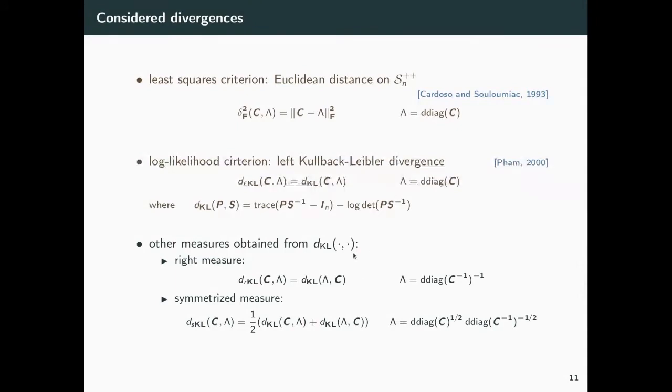And we have considered other measures. So the first one is to just take the Kullback-Leibler divergence and take it the other way around. So we have a right measure where this time the closest diagonal matrix is given by the inverse of the diagonal part of the inverse, and the symmetrized measure. So if we take only the arithmetic mean of the two previous criteria, we obtain a new criterion for which this time we have the geometric mean of the two previous diagonal matrices.